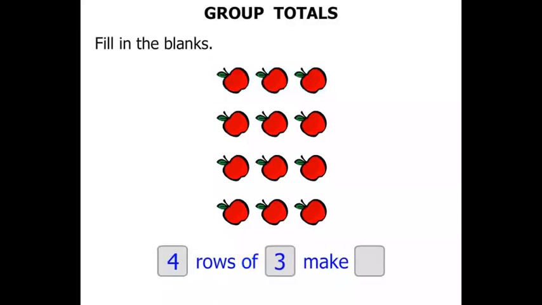So at the moment we've got 4 rows of 3 make how many? Again, this is the total. 1, 2, 3, 4, 5, 6, 7, 8, 9, 10, 11, 12. Let's write the 12 there. So 4 rows of 3 make 12. Fantastic.